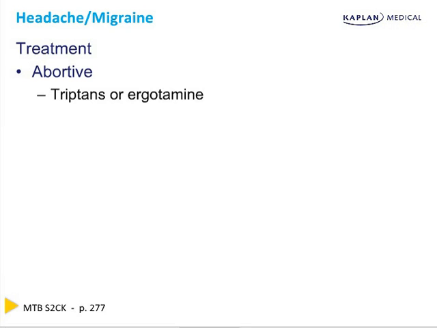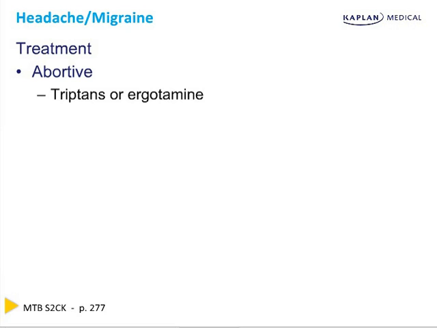Reconstrict your brain. A person goes on nitroglycerin. What is the most common adverse effect of nitroglycerin? It's a headache. Why? Because nitroglycerin is a vasodilator. So vasodilators cause headache. Vasoconstrictors like triptans and ergotamine get rid of the headache. And the single most frequently asked question on step 2 is, what is the best initial abortive therapy?